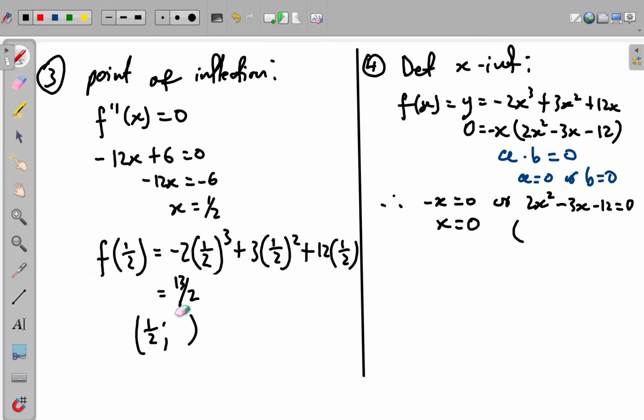13 over 2. Okay. Right, so here I'm going to just check if I can factorize this. If I can't, we'll use the quadratic. We want 4 will give me an 8, 4 and 3. 8 minus 3 is a 5 though. So 6 and 2, 4. Okay, which factors are going to work here?